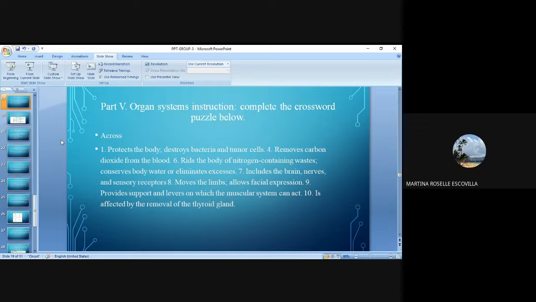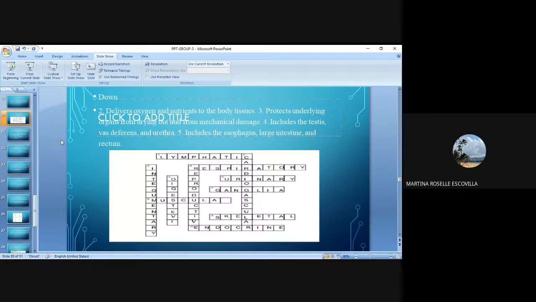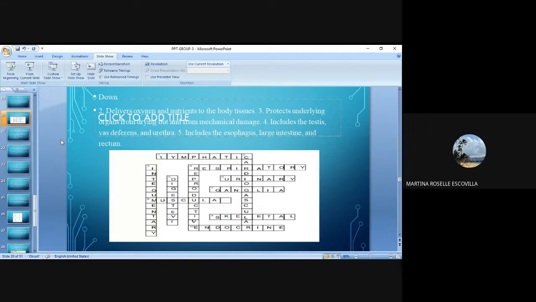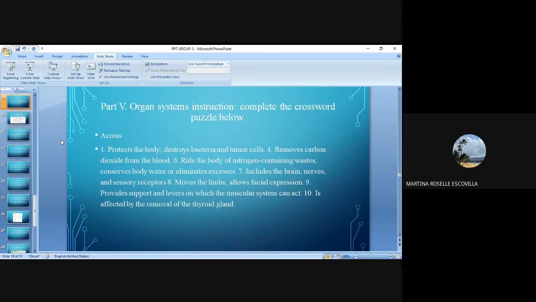Number 6. It rids the body of nitrogen containing waste, conserves body water or eliminates excesses. So the answer here is urinary. The organs that make urine and remove it from the body.